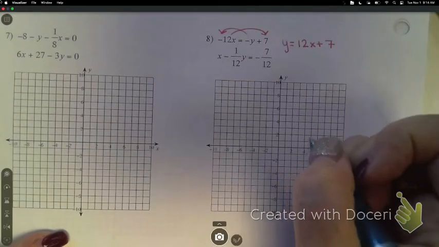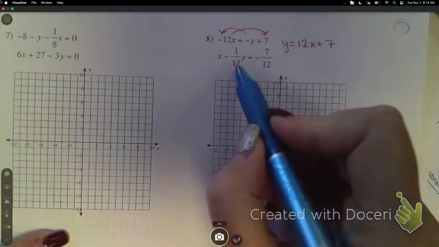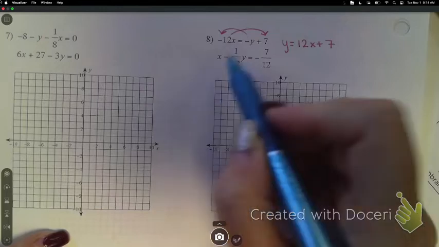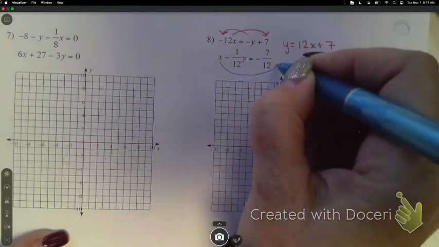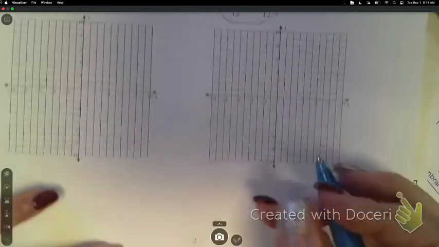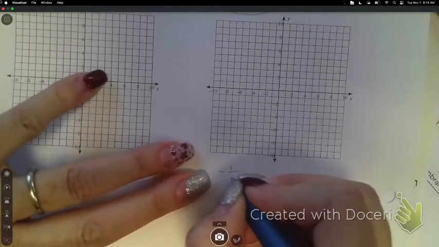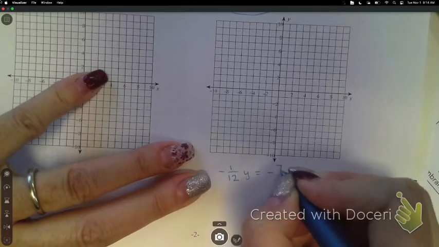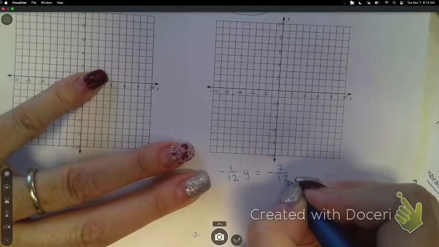Okay. So then, what do I do here? You subtract the x over. Okay, subtract the x over. So I'm going to have negative 1/12 y equals negative 7/12 minus x.